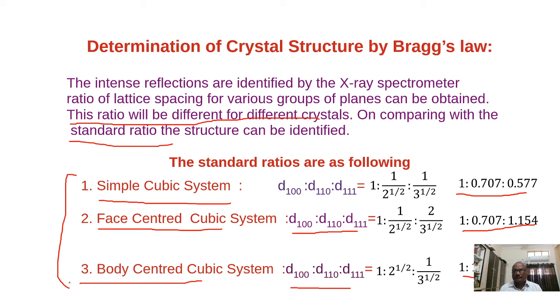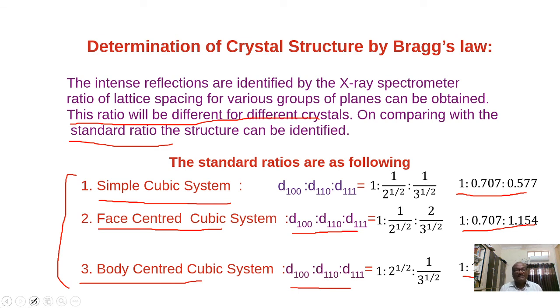Okay, so what have we discussed today? We have discussed the derivation of Bragg's law. Second, we have discussed Bragg's method to determine the interplanar distance. The third one, we have discussed the crystal powder method, and we are solving the problems. We have solved some problems.